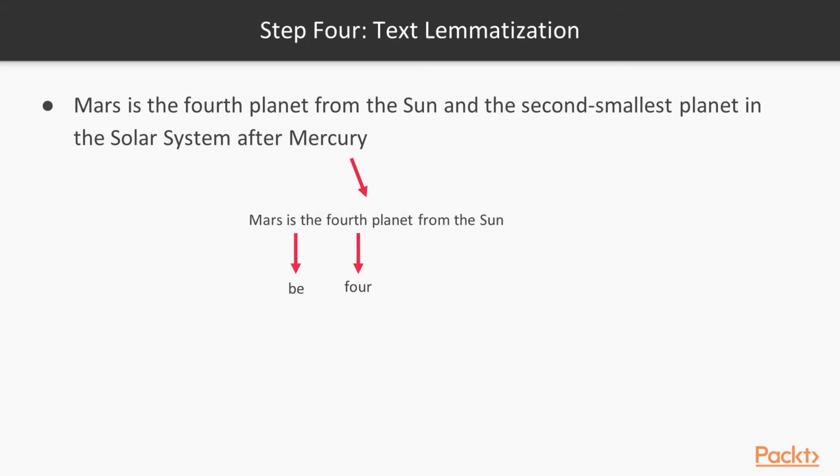Then once we've done that, we can move to something called text lemmatization, and this is really identifying the root of certain words. So some words, in English for example, are extensions on top of an existing root. Plural words are a good example. In this case, we've identified a couple here where be is the root of is, and four is the root of fourth. If there was a plural word in here, the root could have been the non-plural version.